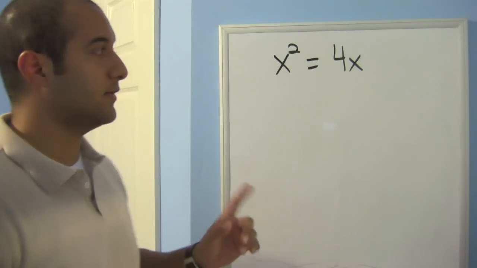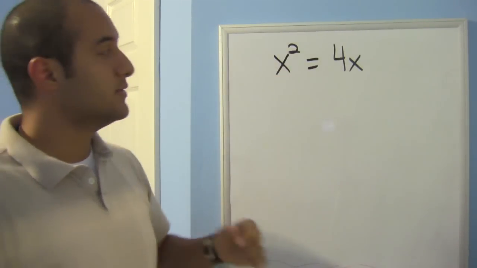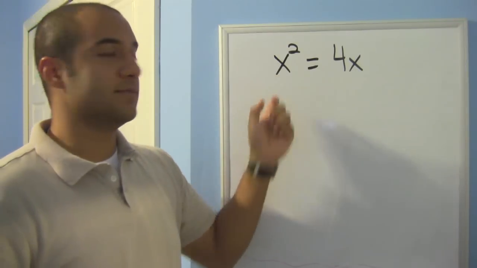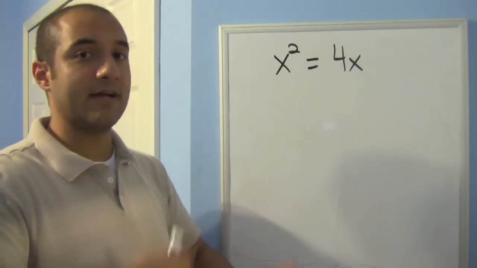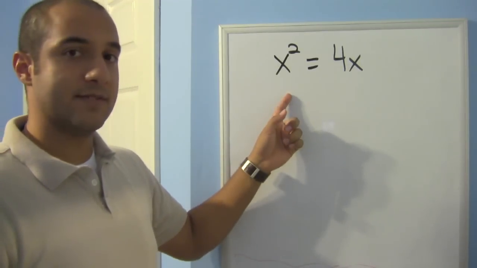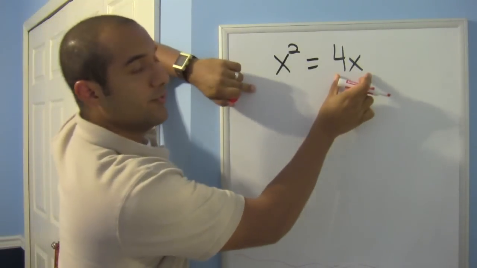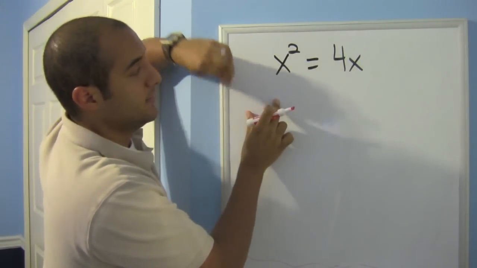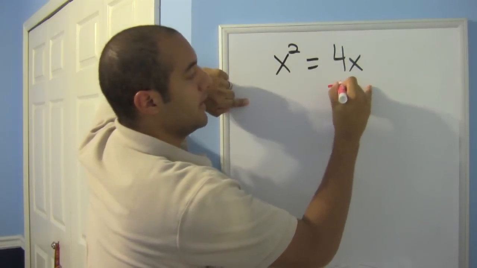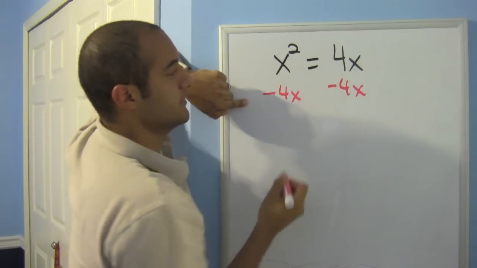Alright, you might get problems that look like this. X squared equals 4x. Just like before, I noticed that all my terms have an x. So I know I'm going to factor things out. Okay, I'm going to take back that distribution. But you have a step to do first. You need to move that 4x to the other side. So, minus 4x, minus 4x.